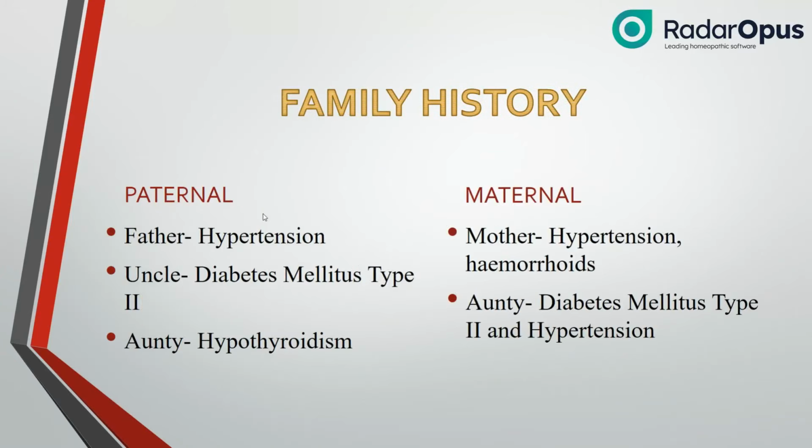Another, the family history: the father has hypertension, his paternal uncle has DM type 2, his aunt has hypothyroidism, his mother has both hypertension and hemorrhoids, and his maternal aunt has both DM2 and hypertension. So this is the patient's family history.